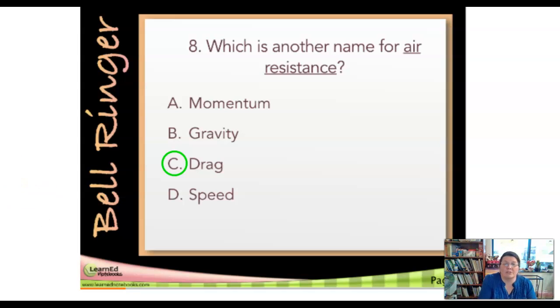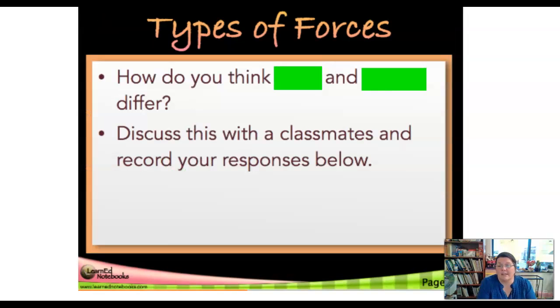Let's go on to page 10 in the book. So just go ahead and turn in your book to page 10 right here. And we will start right here at the top of the page.